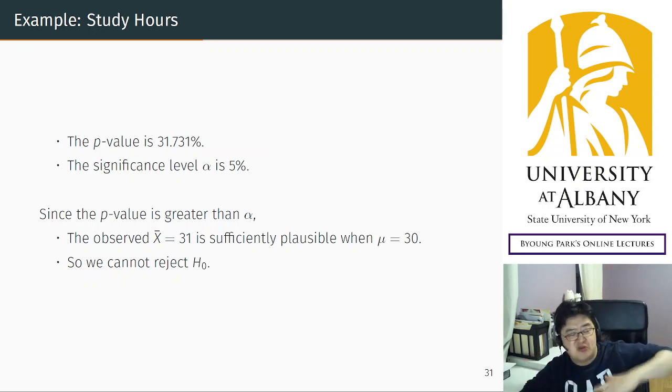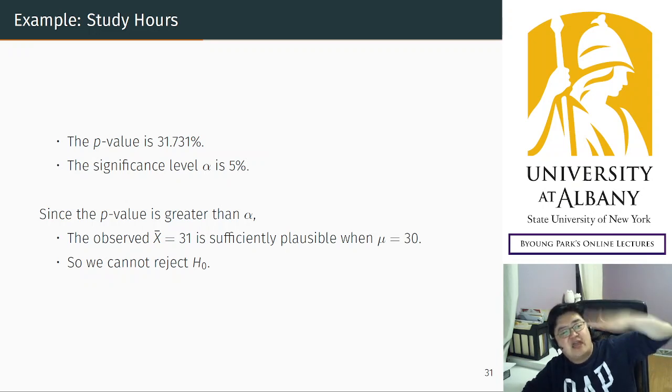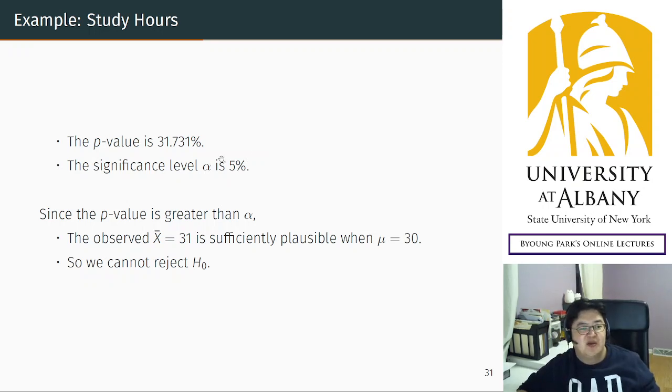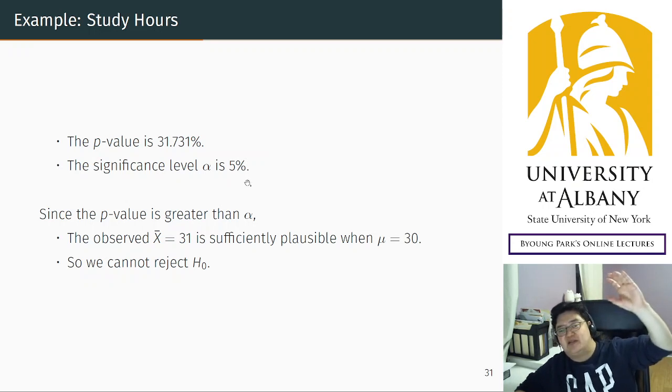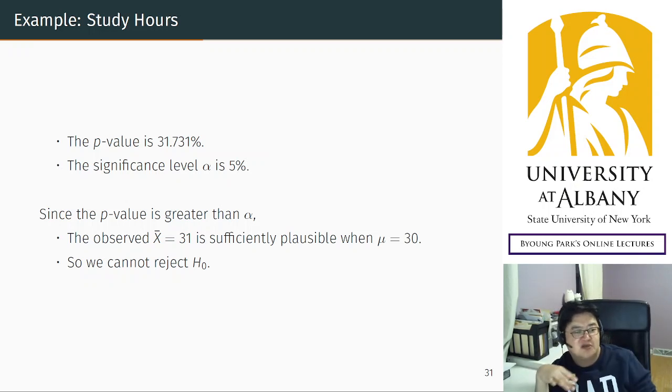Your observation, 31 hours, is at the 31% level from the top, which is a pretty low ranking because the significance level was 5%. It means I'm going to reject only at the top 5%. But your observation is at 31%, which is much lower than your standard. Therefore, you cannot reject my hypothesis. It means the observed outcome, 31 hours, is sufficiently plausible, likely enough, even if my belief is 30 hours.